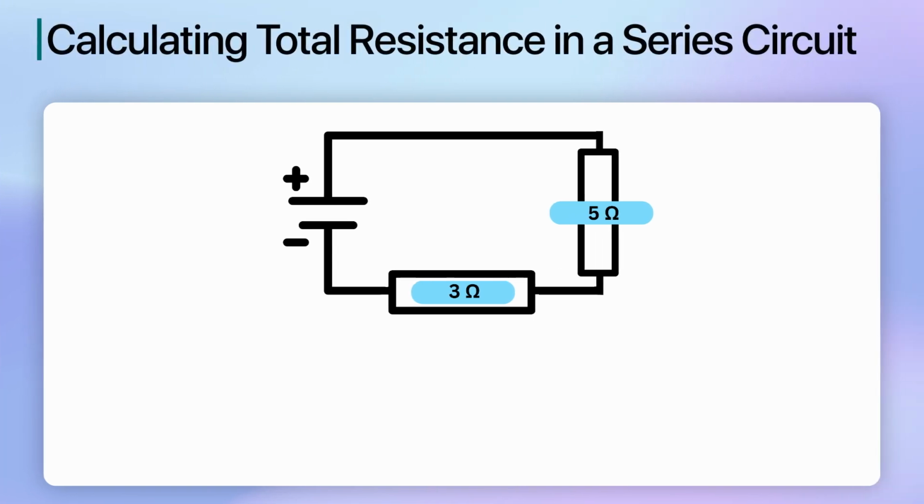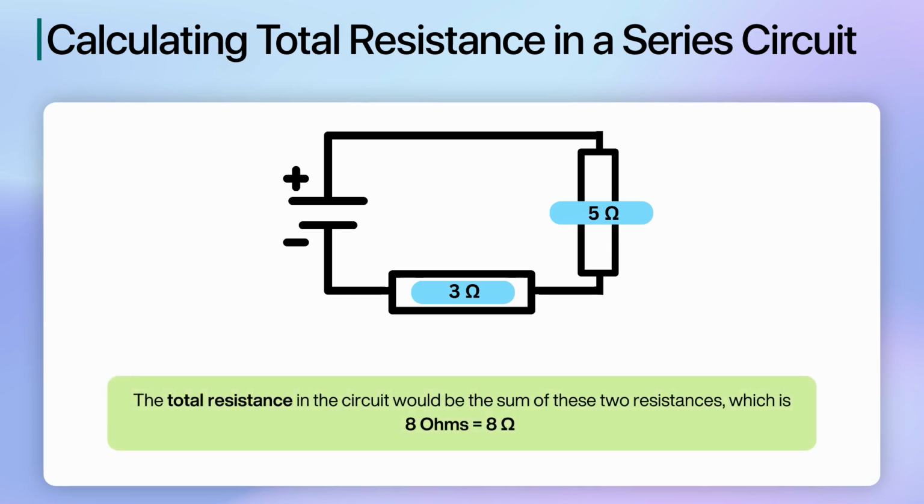Consider a series circuit with two resistors. The first resistor has a resistance of 3 ohms, and the second resistor has a resistance of 5 ohms. The total resistance in the circuit would be the sum of these two resistances, which is 8 ohms. This means that if you were to remove the two resistors and replace them with an 8 ohm resistor, the current wouldn't change.